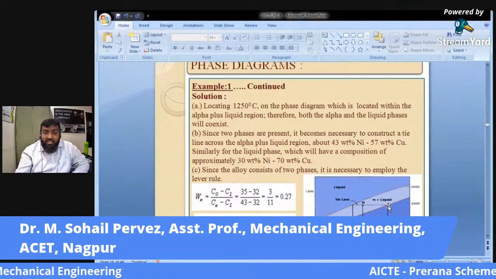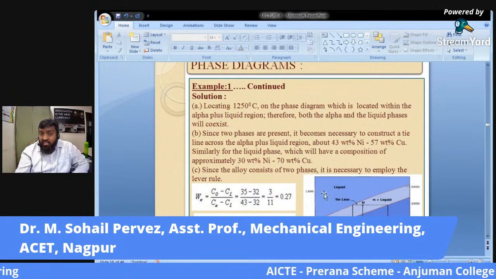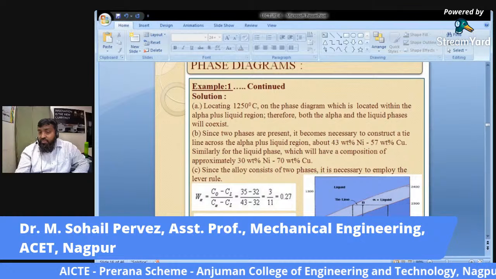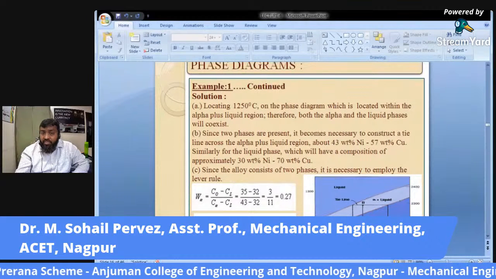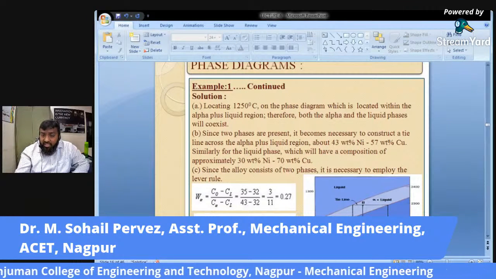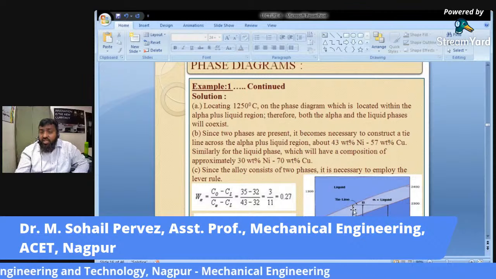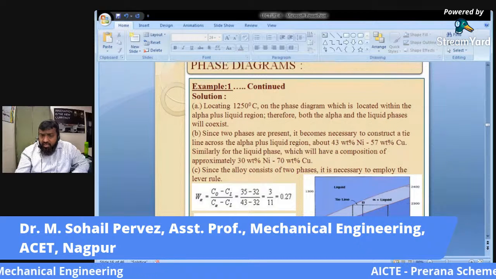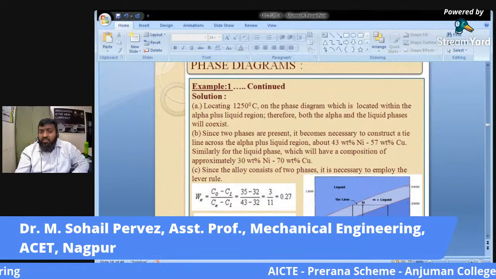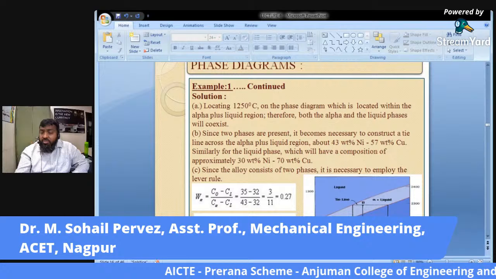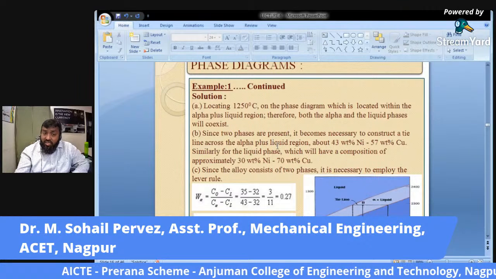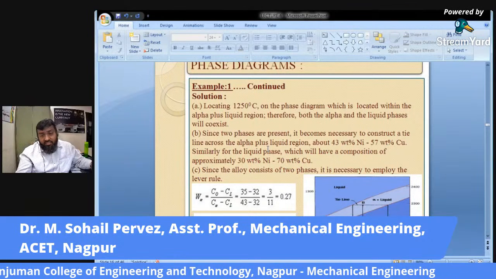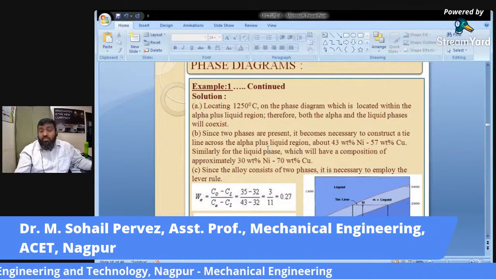So in that case, how we can write this as, say, about 43% weight of nickel here, so 57% copper. Similarly, at this point, approximately it is 30%, so 70% by weight of nickel would be there, and say copper will be there. So these are nothing but the second answer. All the way it will be asked in this fashion only. Always it will be asked in this fashion. So these are the things.